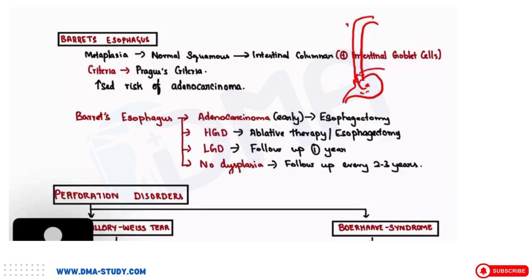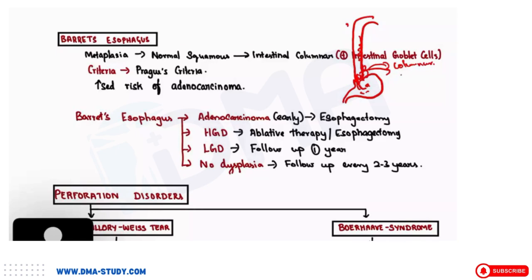So which part of esophagus is getting metaplastic changes? Come on, faster. Lower part of esophagus, yes or no? So here it's all squamous epithelium, and because of this cellular stress, this squamous epithelium is converted into columnar. Am I right or wrong? Yes or no? So that's why I am talking about this. With this, you can easily manipulate your tumor problem.